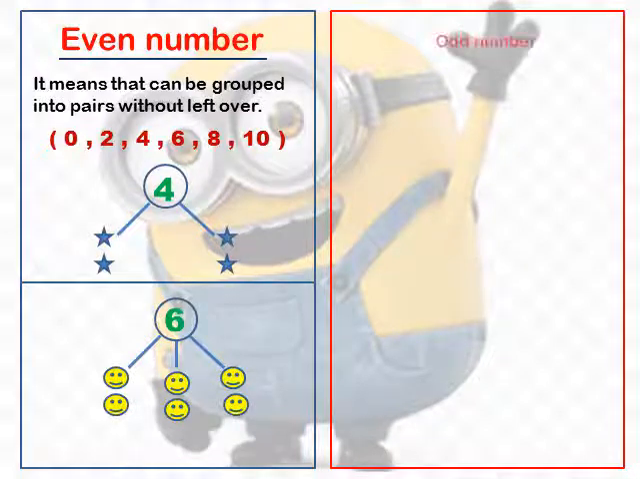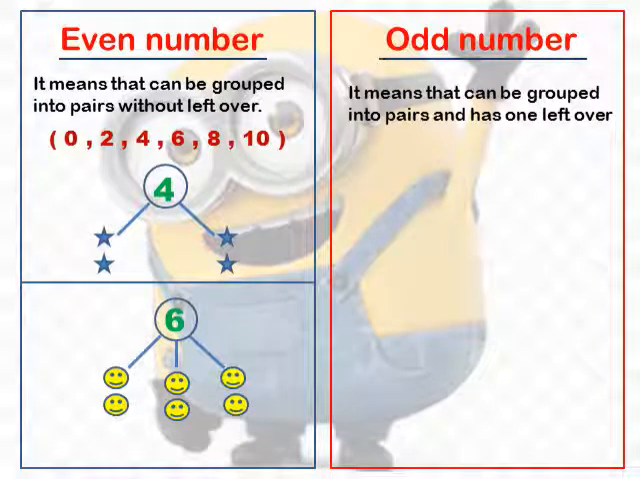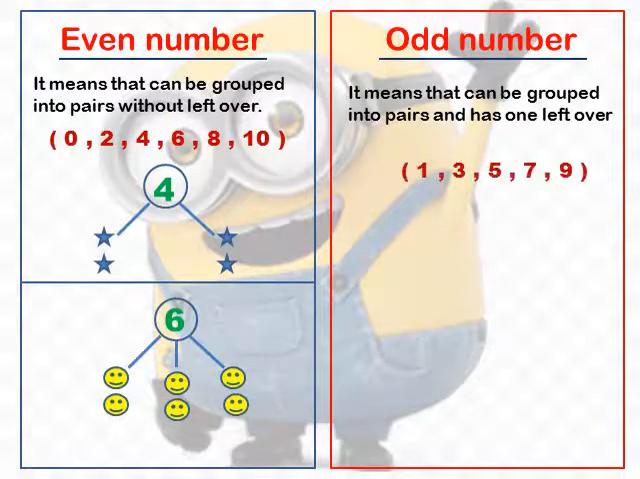Let's move to the odd number and see. What do we mean by the odd number? Yes, an odd number means it can be grouped into pairs and it has one left over. Again, it can be grouped into pairs and having one left over. Okay? Like what? What are the odd numbers? Yes, 1, 3, 5, 7 and 9.